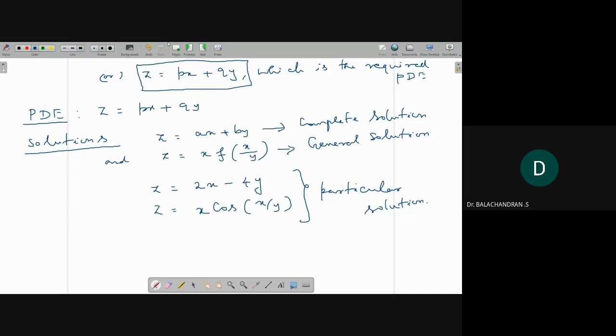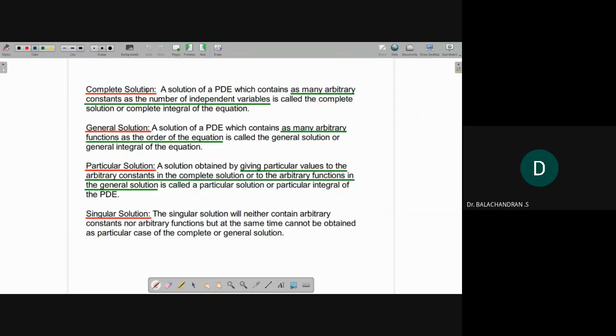Now we'll go to the definitions. So what do you mean by complete solution? A complete solution or complete integral: a solution of a PDE which contains as many arbitrary constants as the number of independent variables. So here the independent variables are what? x and y. So a complete solution has two arbitrary constants, a and b or a and c. That is called the complete solution or complete integral of the equation.